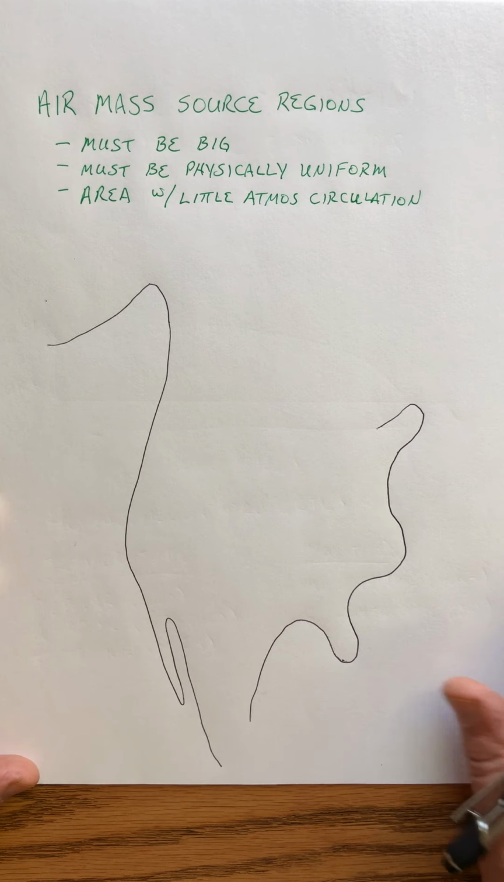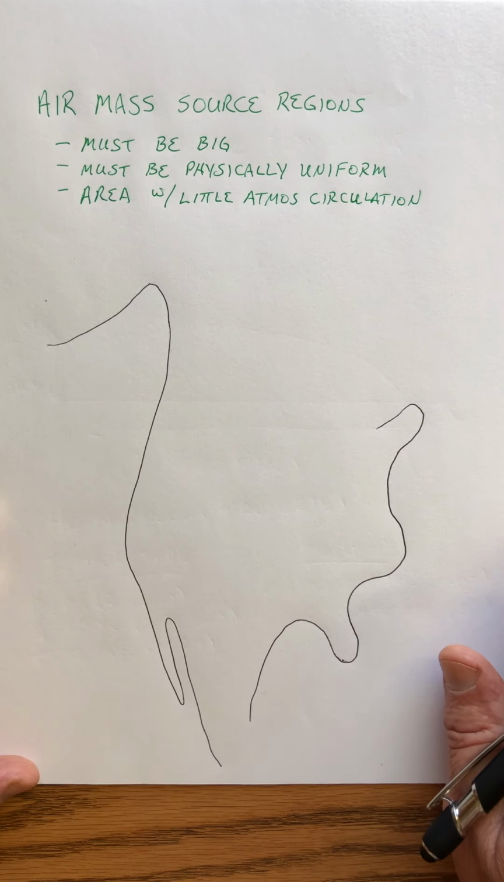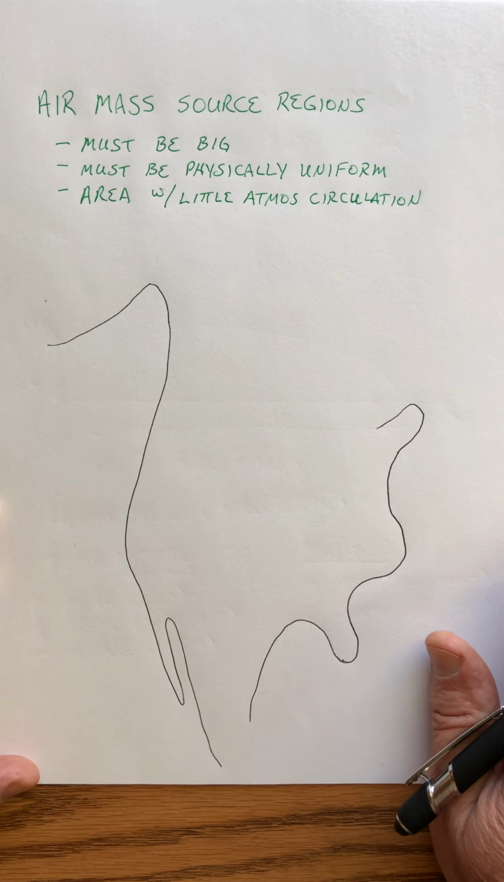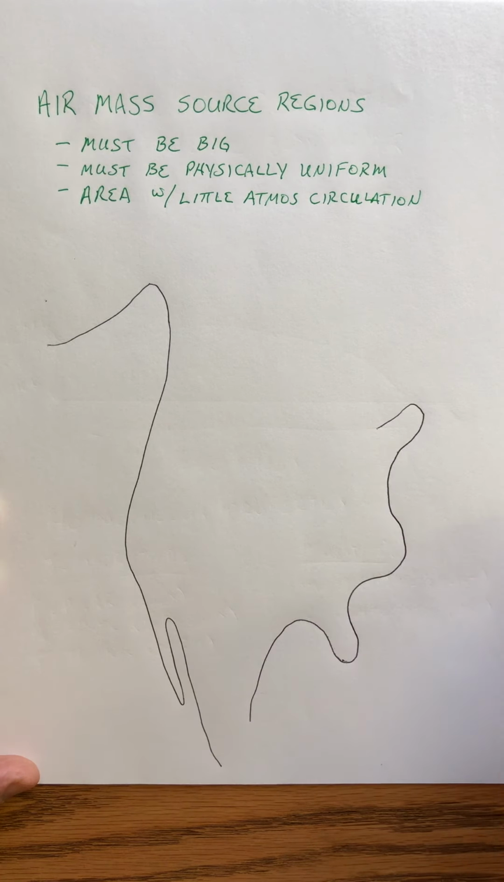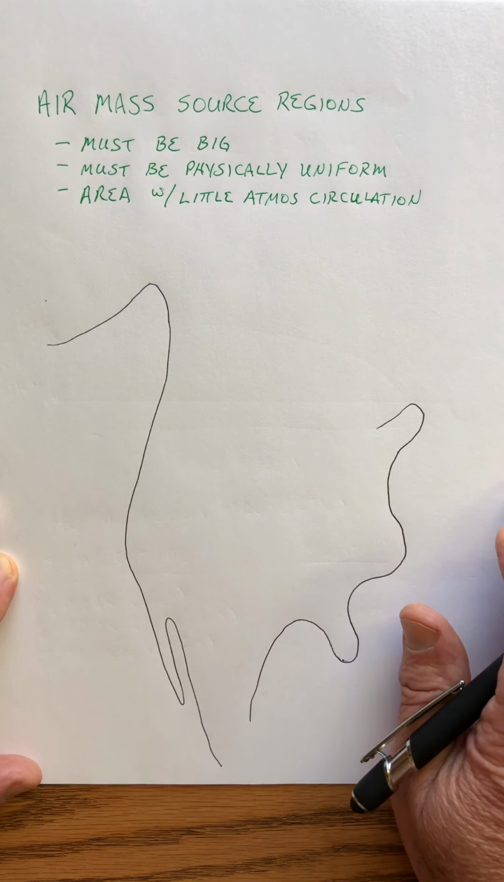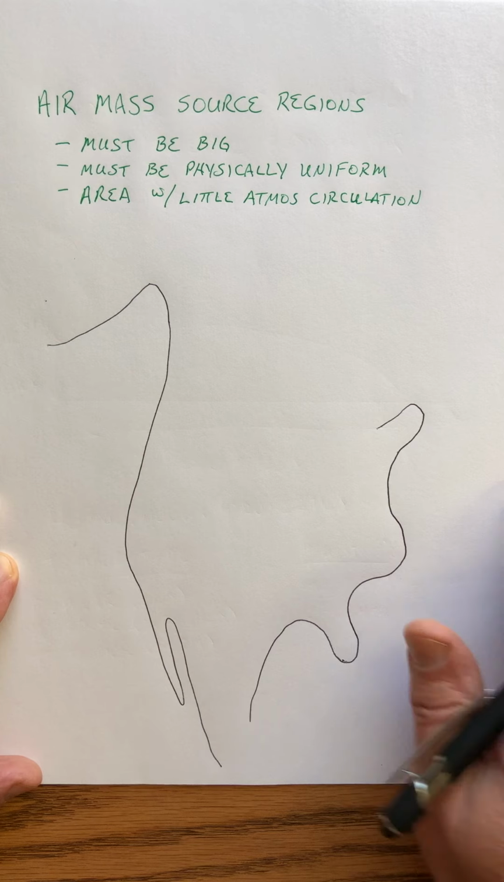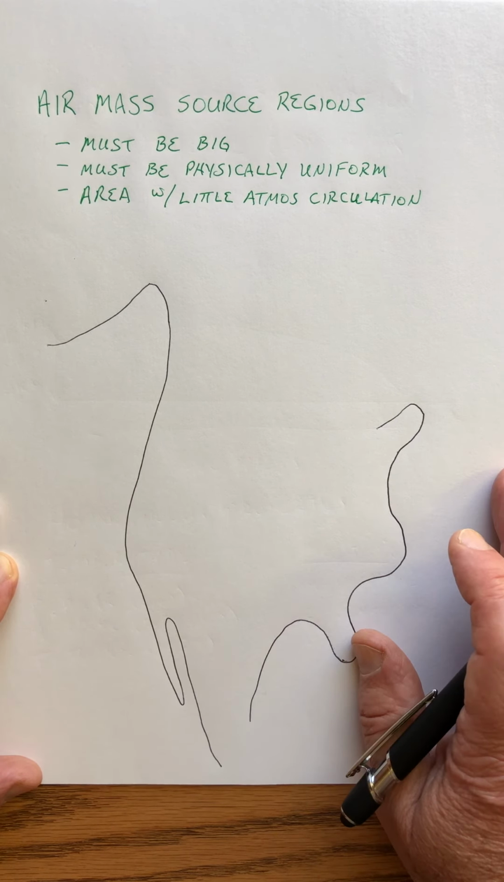And so there are some qualifications that areas need to have in order to be considered source regions. One of them is they have to be very big. As you can imagine, if an air mass is 1,000 miles across, the source region where it forms has to be very large too. So first qualification is a source region must be very large.